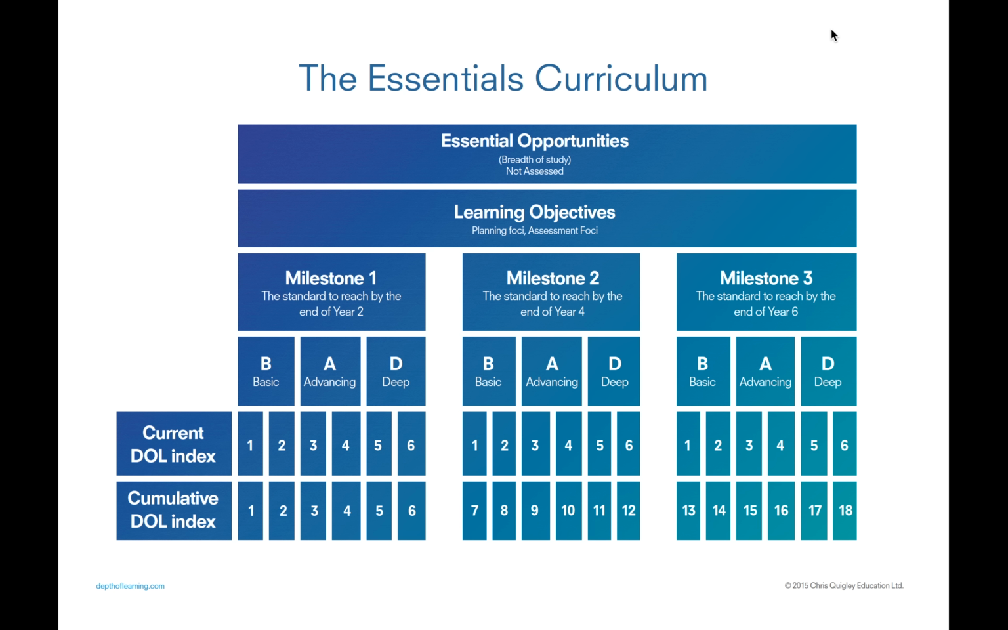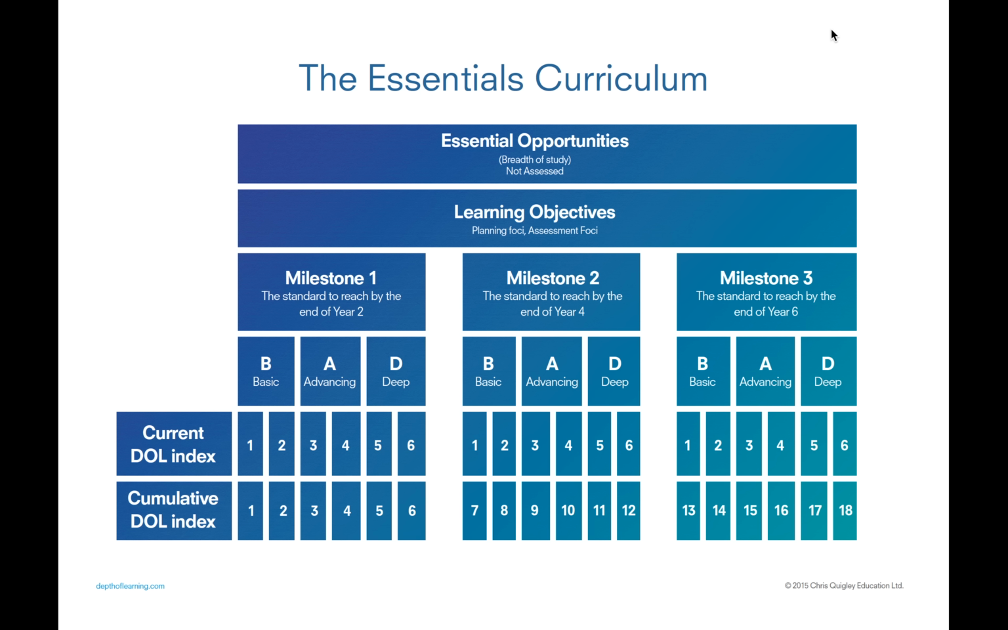And in that way, we get lots of repetition of them, and every day we're advancing understanding of them a little bit further. So, learning objectives in the Essentials curriculum are never achieved, but advanced further and further. And to show advancements, we have 3 milestones. Milestone 1, 2 and 3. Milestone 1 is where we want children to be by the end of year 2, milestone 2 by the end of year 4, and milestone 3 by the end of year 6.